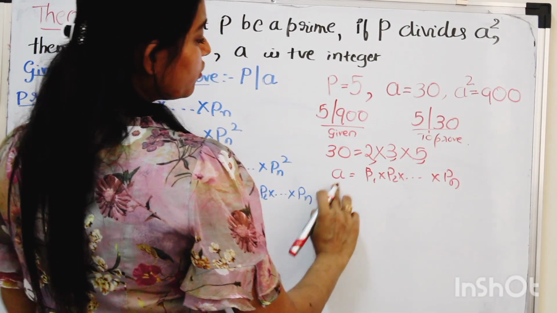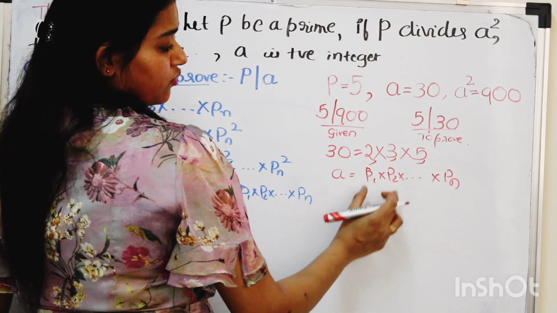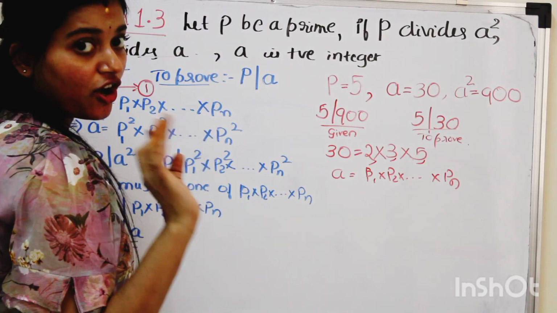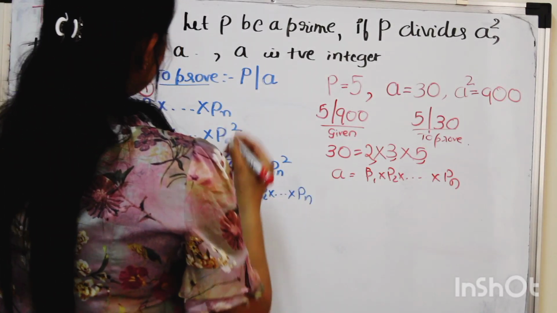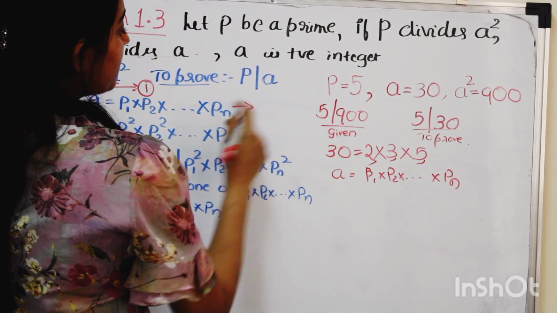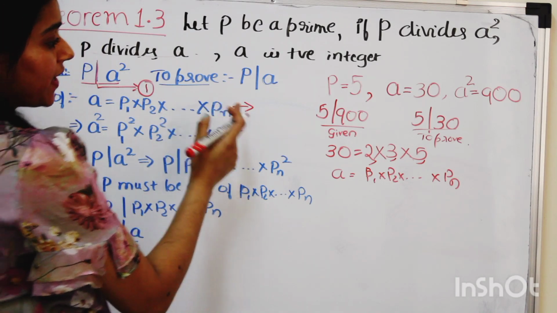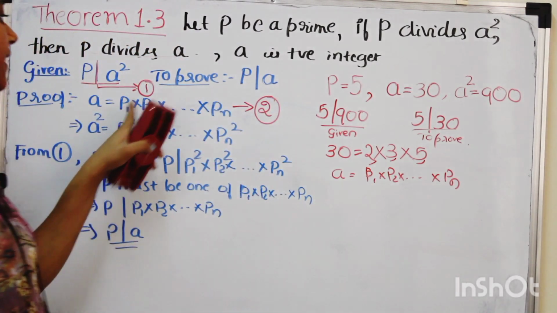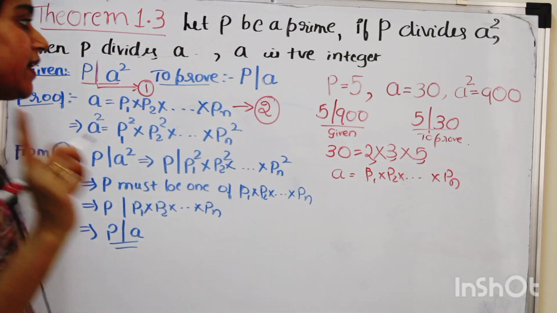So you don't know what A is. So write A is equal to P1 P2 and so on Pn, where P1, P2, Pn are prime numbers. You understood? This is from where? From the fundamental theorem of arithmetic. So take this as equation 2. You have to write that this is from the fundamental theorem of arithmetic.